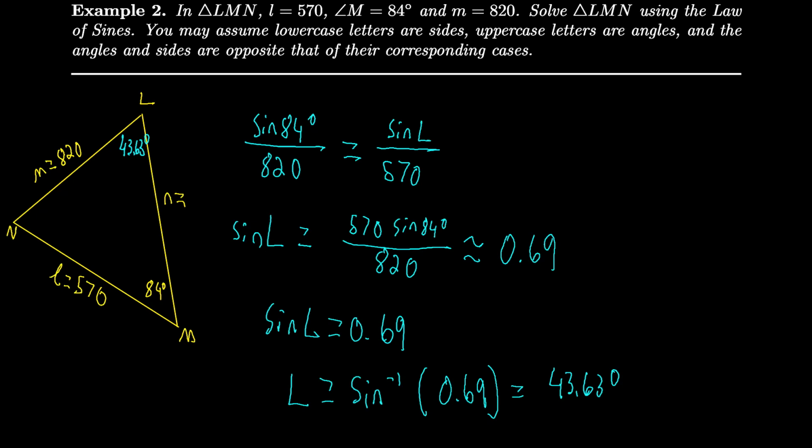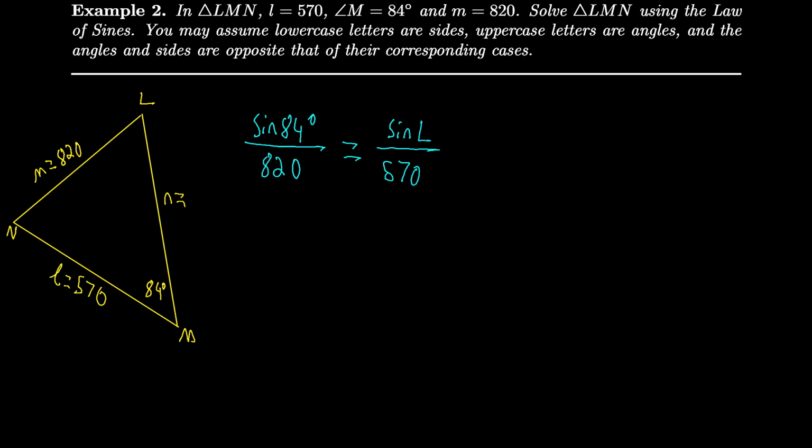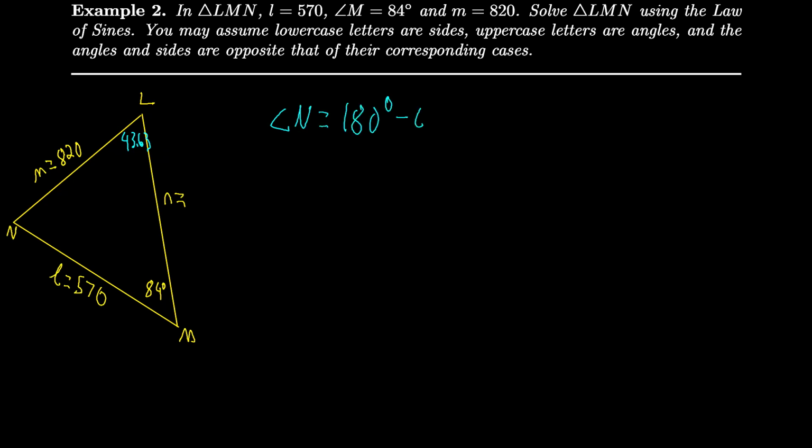43.63. Okay? Now, we could set up the exact same thing to get n. But why would you do that? We know what n is. How do we know what n is? Well, we know that the value of L is 43.63, so all we have to do is plug that in. We know that this must be 180 minus this minus this. That's easy. So angle n equals 180 degrees minus the 43.63 degrees that we have, minus the other 84 degrees that we have.